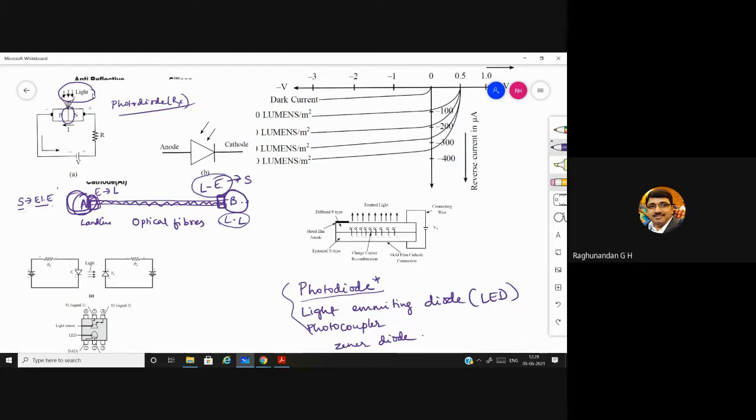So the PN photodiode is going to be reverse biased, and the light is concentrated on the depletion region, such that the charges which are stuck in the junction get excited and start moving. Because of that, we will have the current. So that current will be the electrical equivalent of the light signal which is being received.